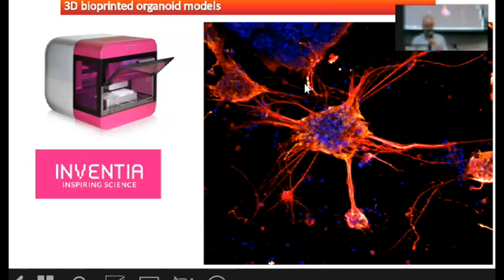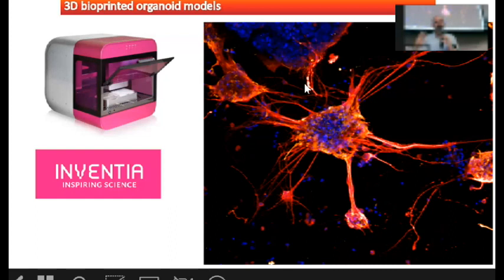And I just wanted to finish off with the other thing that we've started to do. We have another project going with a local Sydney biotechnology company. They're called Inventia Life Sciences. And what they've developed is this kind of cute little machine. This is actually a 3D bioprinter. So what we can do now is we can take those induced pluripotent stem cells, and instead of growing them flat in a dish, we can actually print them into 3D structures. And this is a picture of what we call a 3D organoid.